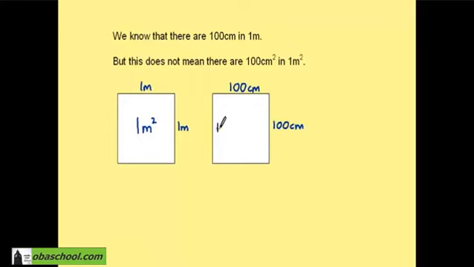100 times 100 is 10,000. So the area is 10,000 centimeters squared. It follows that 1 meter squared is equal to 10,000 centimeters squared.